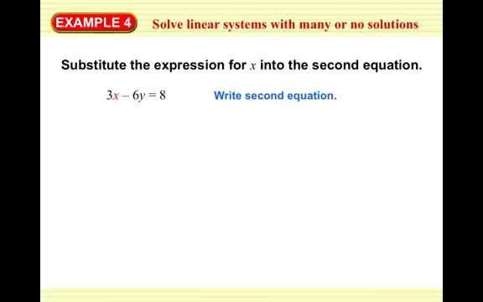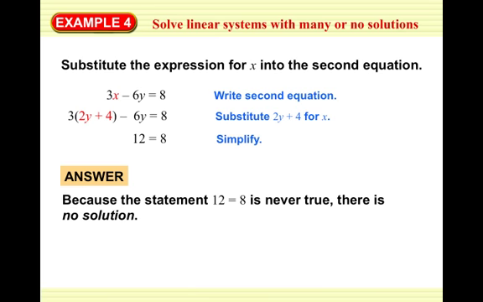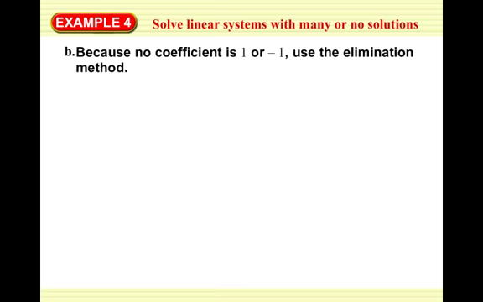So when we look at our second equation, 3x minus 6y equals 8, we're going to substitute in 2y plus 4 for x. So 3 times 2y plus 4 minus 6y equals 8. That would give me 6y plus 12 minus 6y equals 8. Well, 6y minus 6y zeroes out, so I'd have 12 equals 8. That's a false statement. It's never true, so there is no solution. So already we know there's no solution. There's no way to satisfy both equations at the same time.